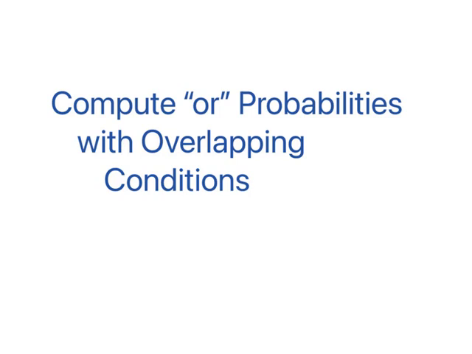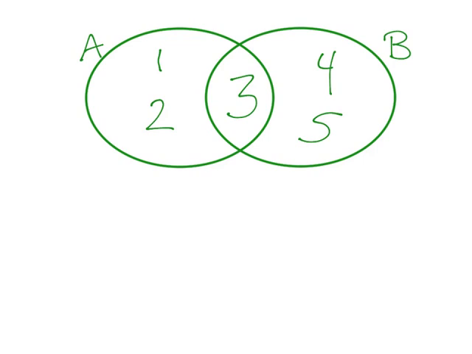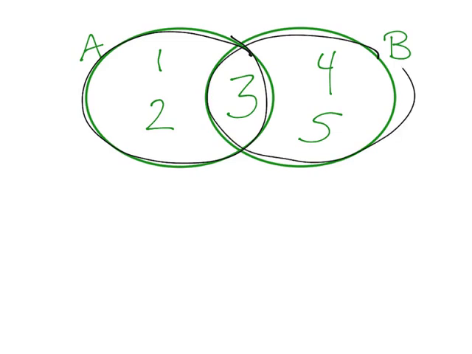Let's compute OR probabilities with overlapping conditions. Meaning, what do we do if we have two things that share common elements? Think about this Venn diagram here. We've got item A with 1, 2, and 3, and then item B with 3, 4, and 5. 3 is a shared element.